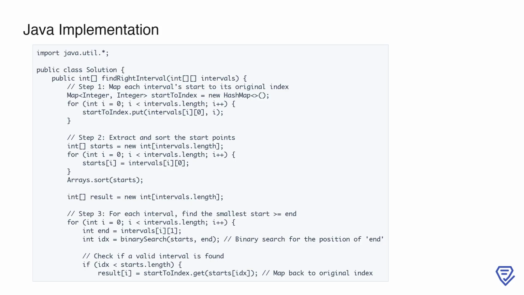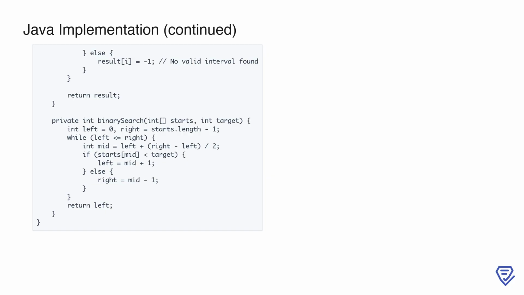Once we find this start point, we use the start_to_index map to retrieve the original index of the corresponding interval and store it in the result array. If no valid interval is found during the binary search, we store -1 in the result array to indicate that there is no right interval for the current interval. Finally, after processing all intervals, we return the result array containing the indices of the right intervals.